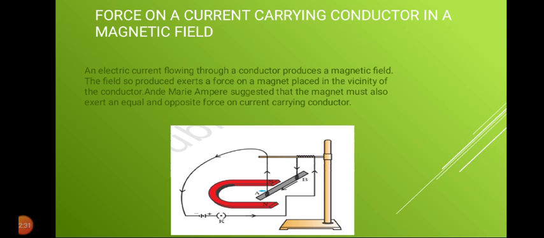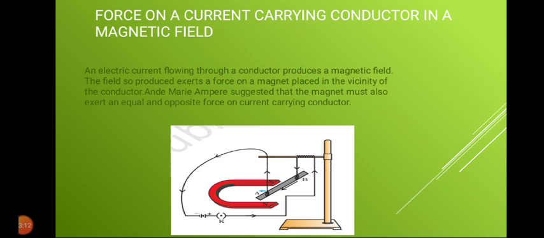As we all know, an electric current flowing through a conductor produces a magnetic field. The field so produced exerts a force on a magnet placed in the vicinity of the conductor. So this is suggested by Andre-Marie Ampere, that the magnet must also exert an equal and opposite force on a current carrying conductor.